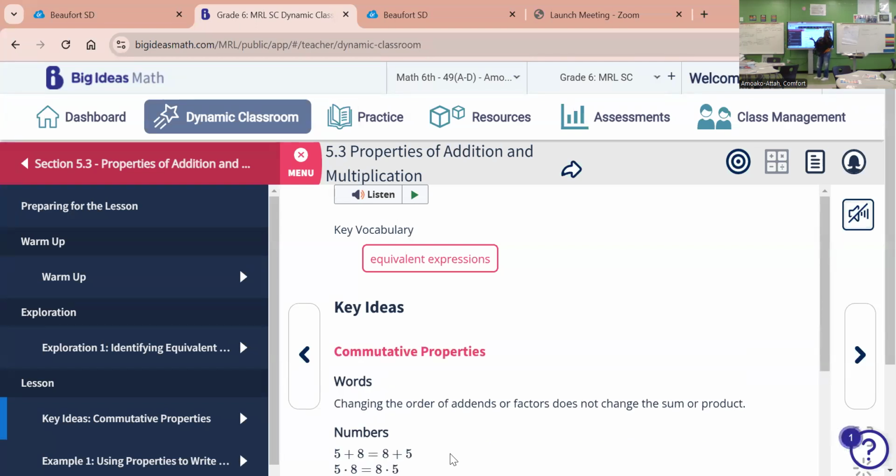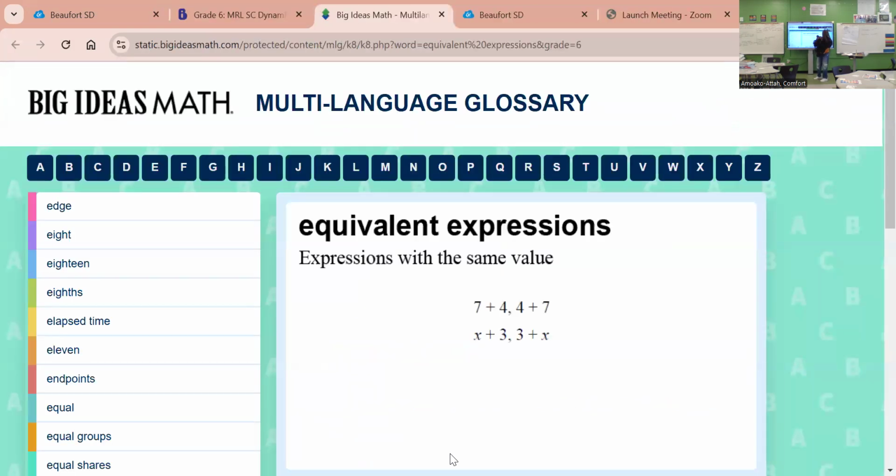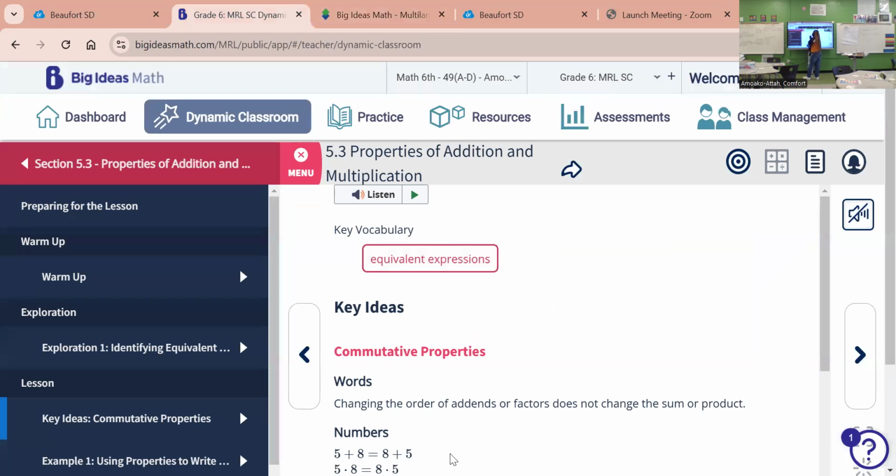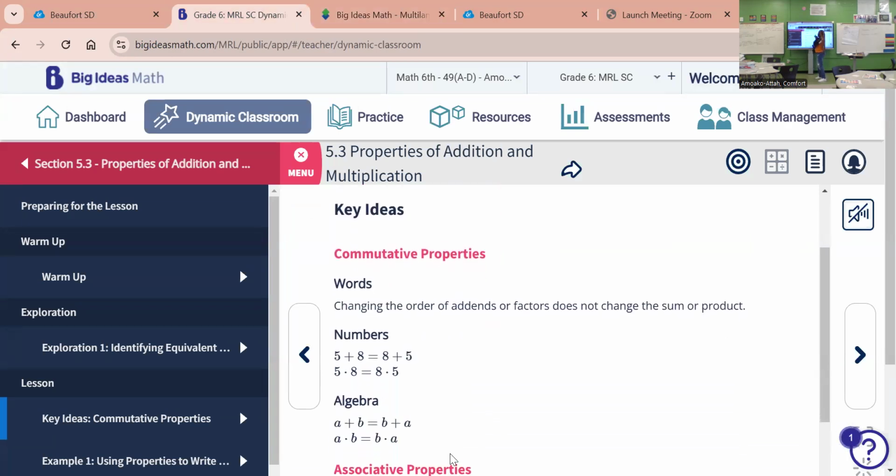When you say equivalent expression, what does it mean? The word equivalent means equal, okay? So equivalent expressions are expressions with the same value. For example, if I have 7 plus 4, I will get the same answer as 4 plus 7. I just have to reorder it, change the ordering, that's all. x plus 3 gives the same answer as 3 plus x. That is equivalent expressions. Then we come to commutative properties.